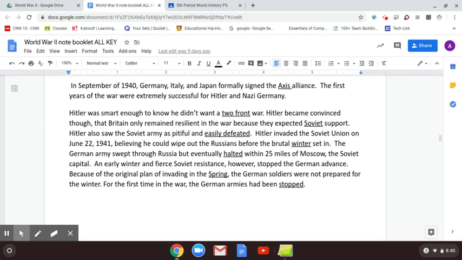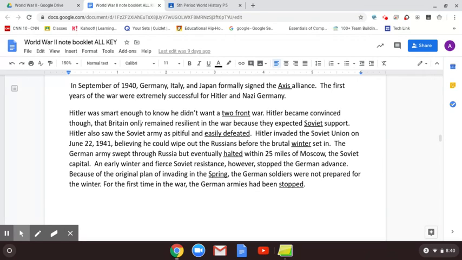Hitler was smart enough to know he didn't want a two-front war. Remember, this happened in World War I, where Germany had to fight Russia on one side and the other Allies, France, Great Britain, and the United States, on the other side. Fighting on either side of you is really hard to do. So Hitler is smart enough to know he does not want to do that. He learned the lesson from Germany in World War I.